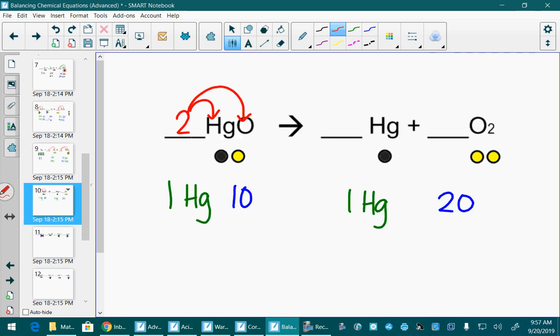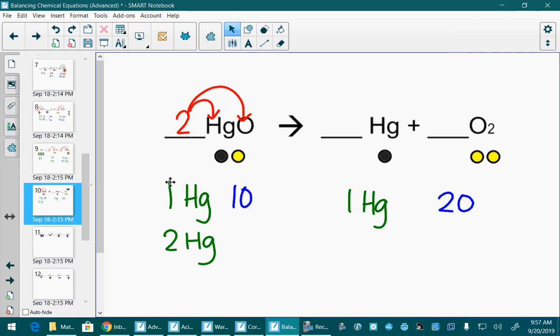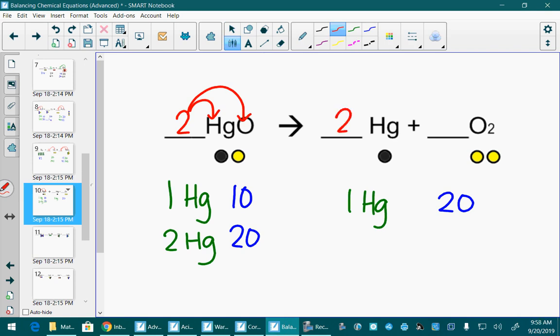So when I update my numbers, I have 2 mercury and 2 oxygen. On the right, now our oxygens are balanced, but now I need to fix my mercury so that they match. And I have mercury by itself, so this is an easy one to fix. So if I put a 2 in front of here, I now have 2 mercuries. 2 mercuries on the left, 2 mercuries on the right. 2 oxygens on the left and 2 oxygens on the right. I am balanced.